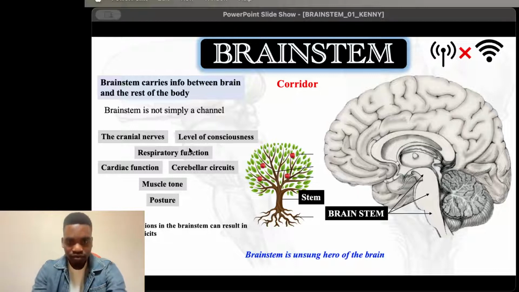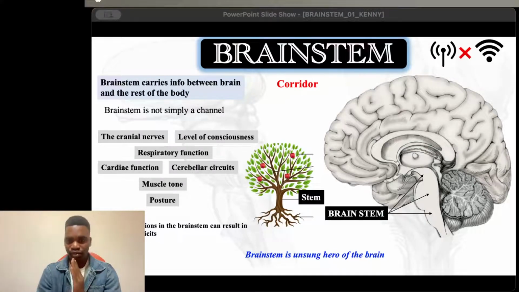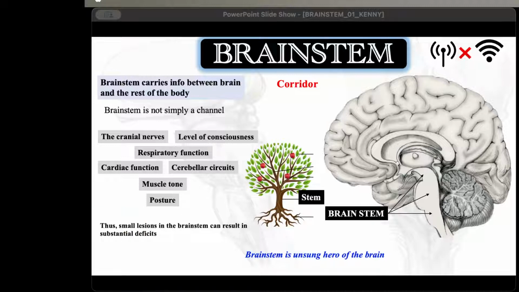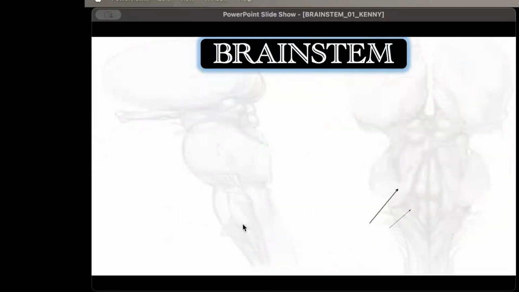So we can see that all of these functions are compacted in this little structure here. A small region in the brainstem can lead to substantial deficit. Why? Because we've seen it does all of these vital functions.